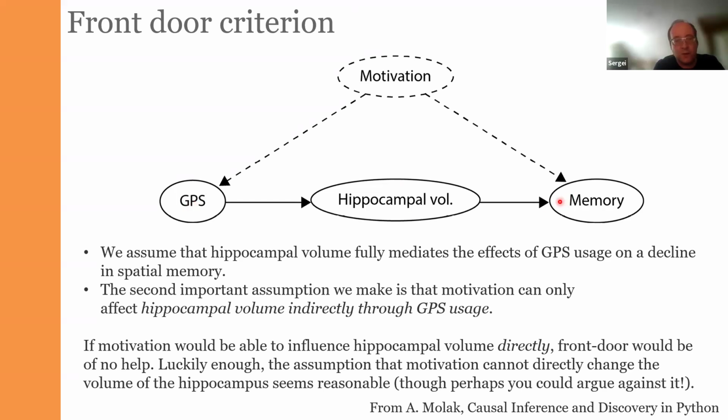In this case, the authors of the study assumed that the capability of a human, or generally a mammal, to orient in space depends on the volume of the hippocampus, which is a specific region in the brain. So the assumption that can be made is that this volume of the hippocampus will fully mediate the relationship between GPS usage and memory.